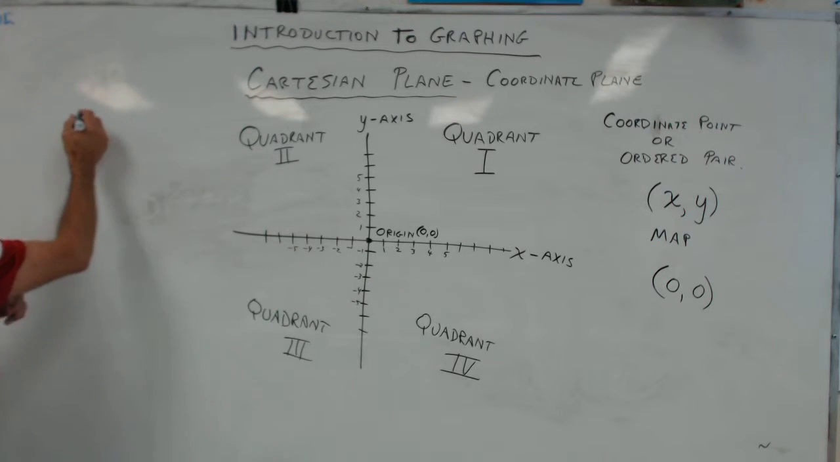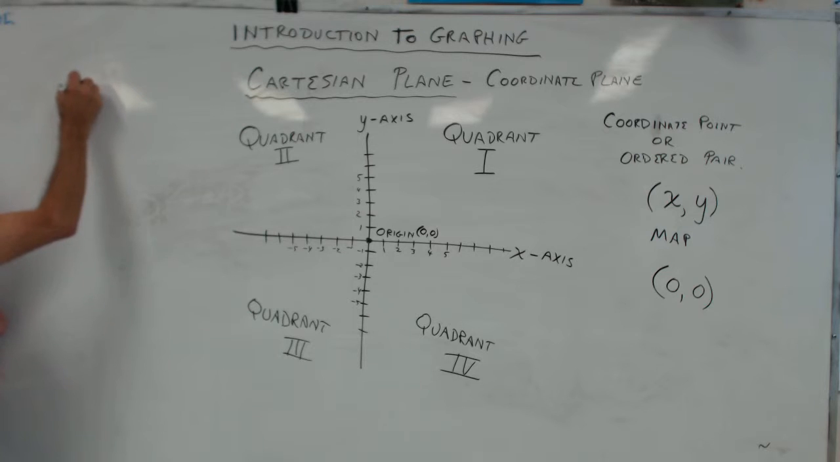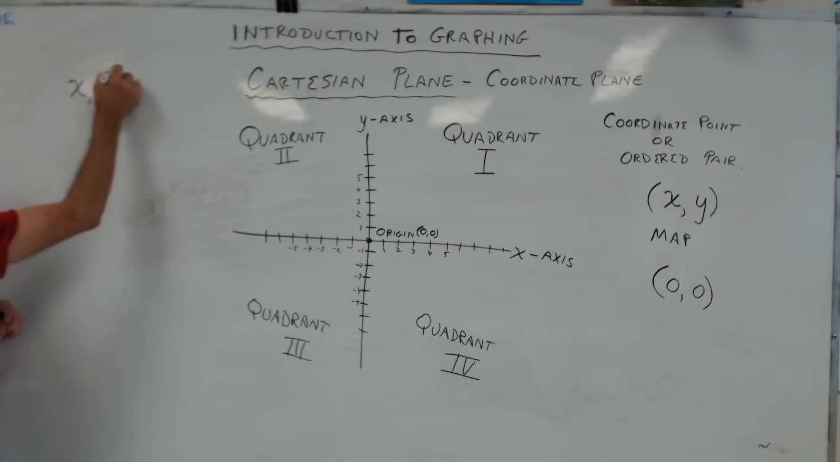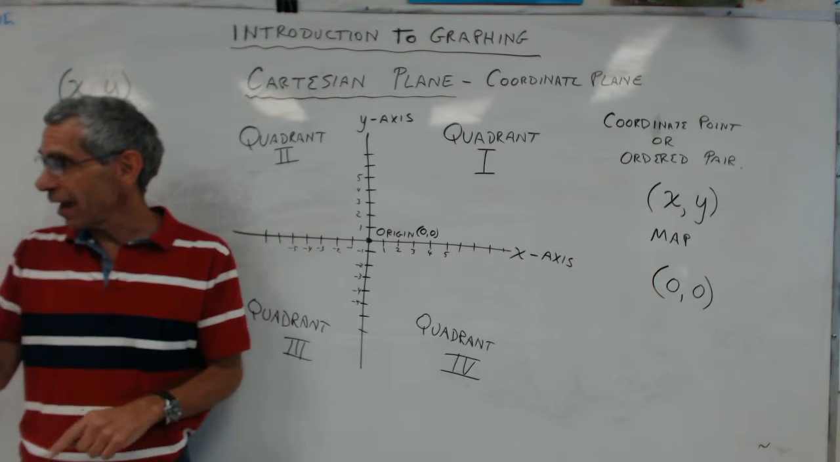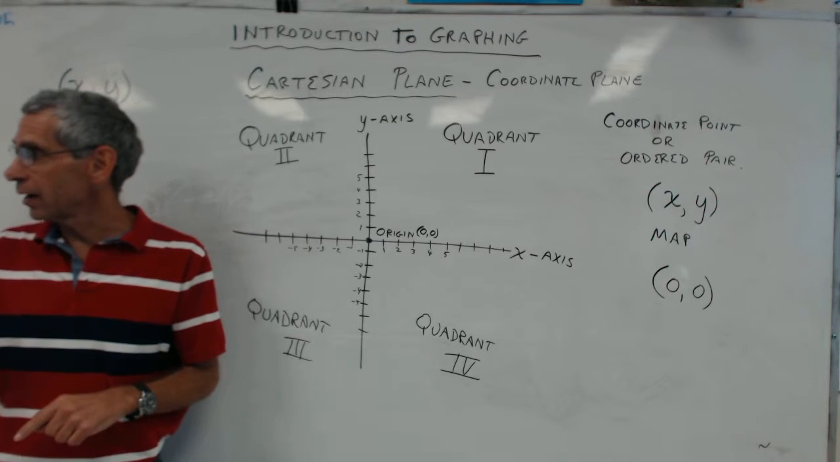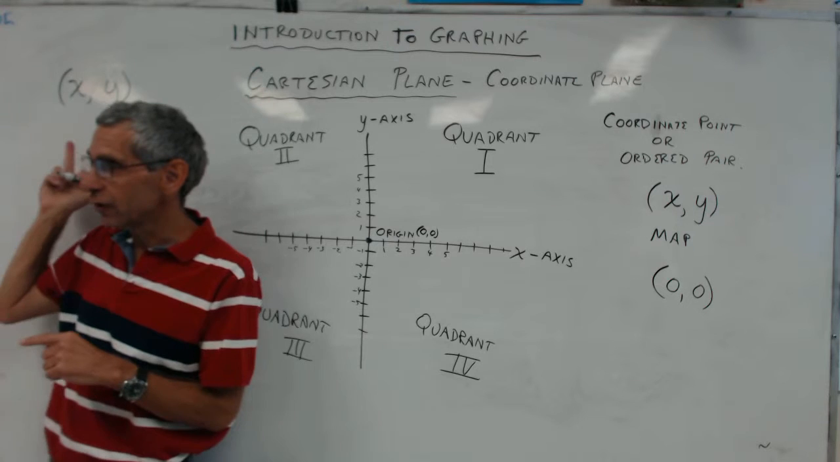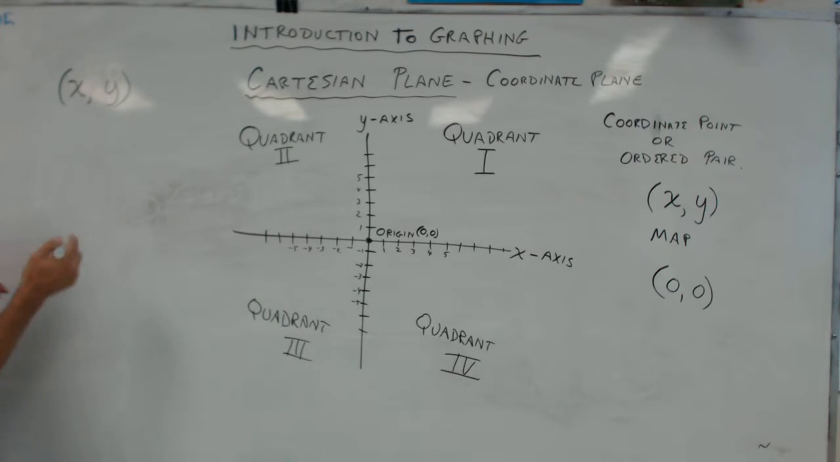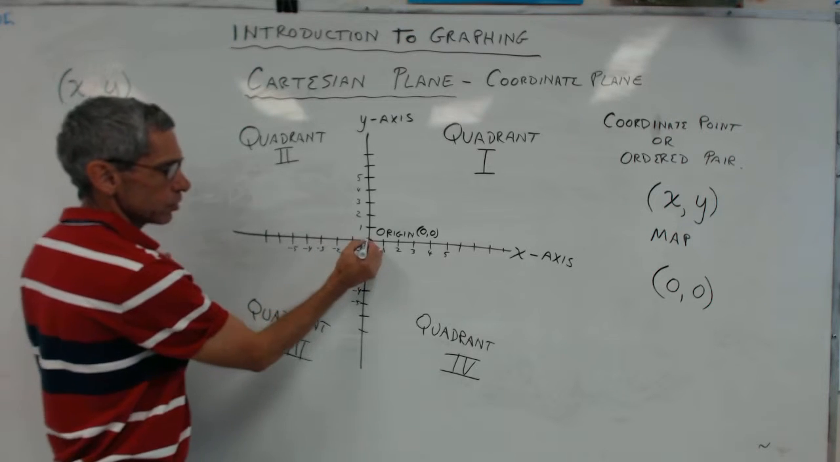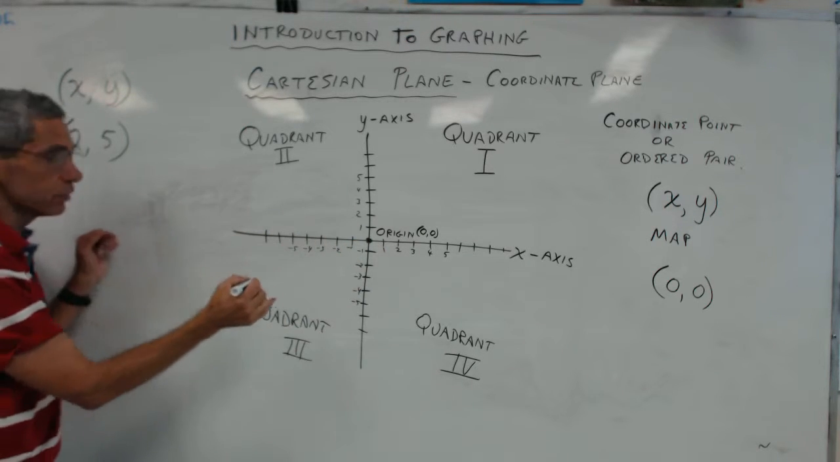When I plot a point, remember it's x comma y in parentheses. Every point on a graph has to have a value for x, then a comma, and then a value for y, and then parentheses around it. So if I gave you 2, 5 as a point, I would start at 0, 0. Always start at 0, 0.